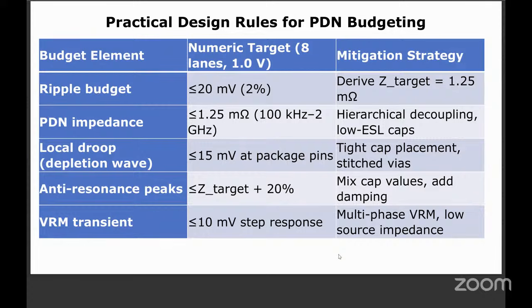Add damping. VRM transient less than 10% millivolts step response, multi-phase voltage regulator modules, low source impedance. So the VRM, the power supply module, can also instantly start stepping up the supply. So when we select a power supply module, we have to go for multi-phase VRMs. Maybe they're costlier, but they save the day.